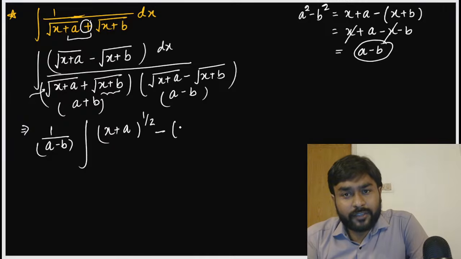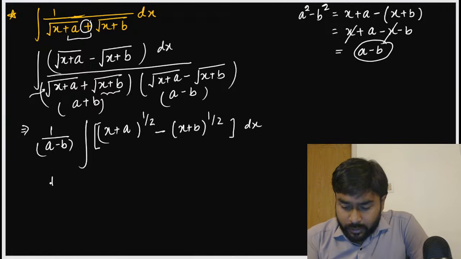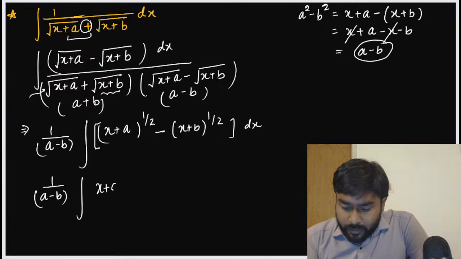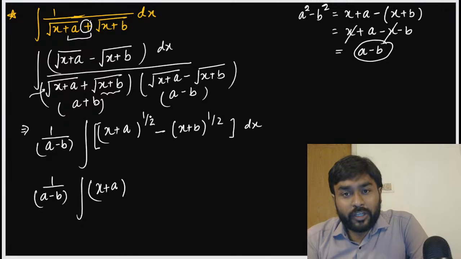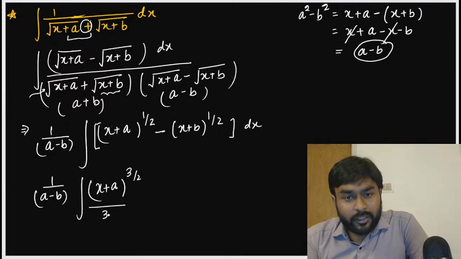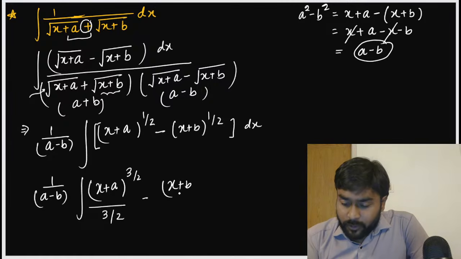Here minus x plus b power 1 by 2. The x power n formula you can apply here, correct? So x power n formula means x power n plus 1 divided by n plus 1. So 1 by a minus b. Here you can write x plus a power 1 by 2 plus 1 means 3 by 2, divided by 3 by 2. Here also x plus b power 3 by 2 divided by 3 by 2 plus c.